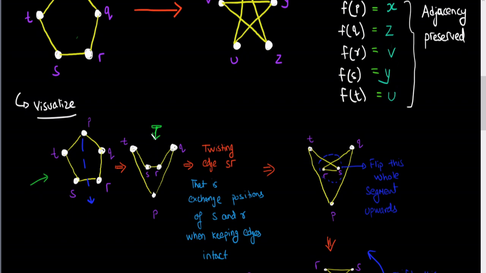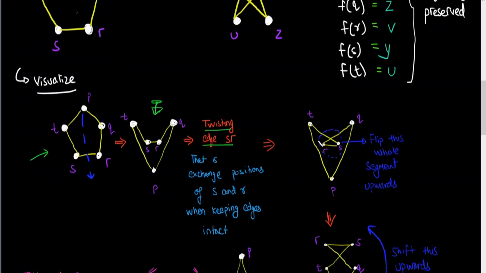Now what I'm going to do is twist edge SR such that the edge is intact, but I'm going to switch their positions so that T is connected to S and Q is connected to R. That is still there, but the edges intersect, basically, if you want to think of it like that.